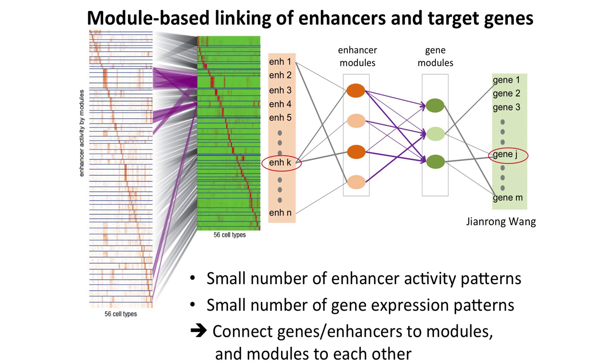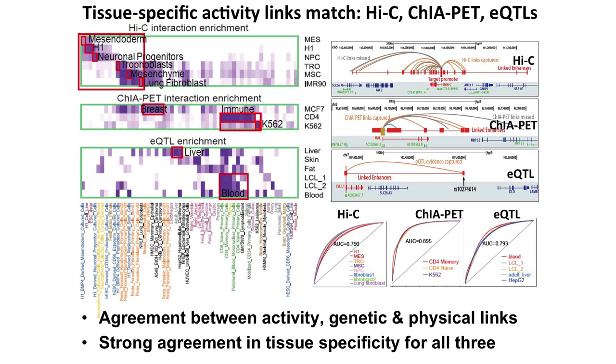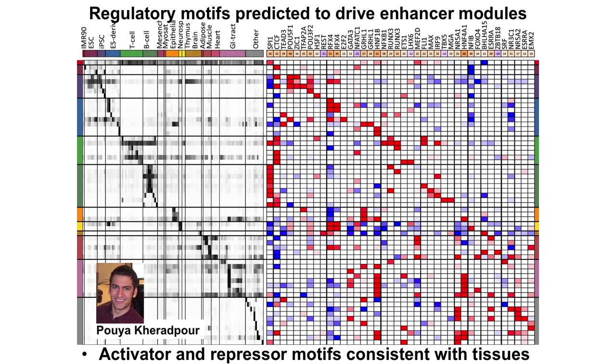And again, I want to point out that this particular linking approach allows you to not only predict links between enhancers and promoters, but also predict the specific cell type in which these links are active, which now allows us to do this type of analysis. Pouya Kheradpour then said, can I now take these modules of enhancers that are active in coordinated ways and look for sequence motifs that are enriched or depleted, in red or blue, within these clusters, which allows us to now start pointing at the upstream regulators that might be responsible for that.